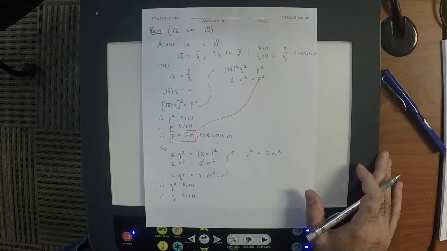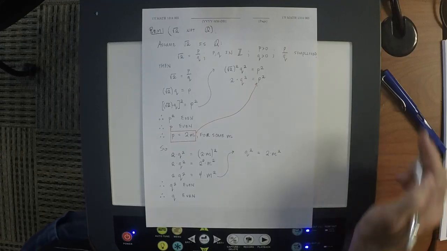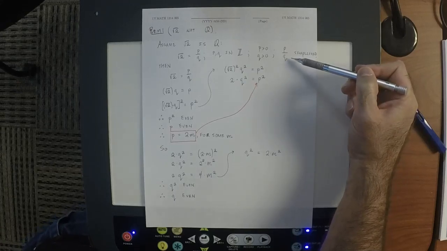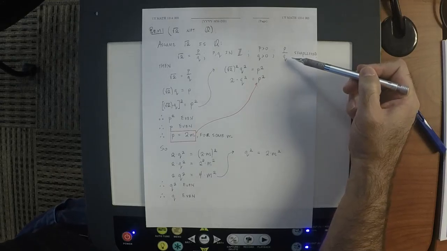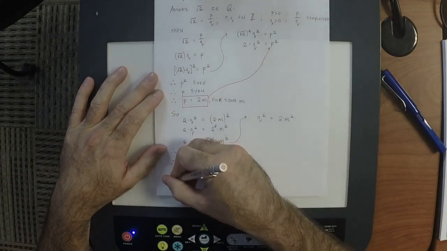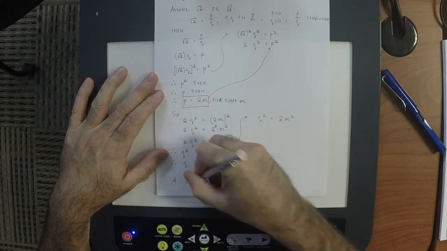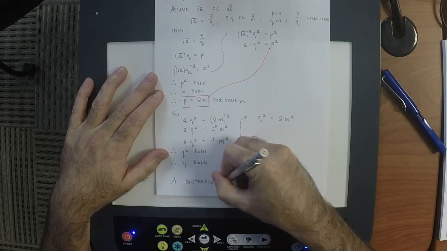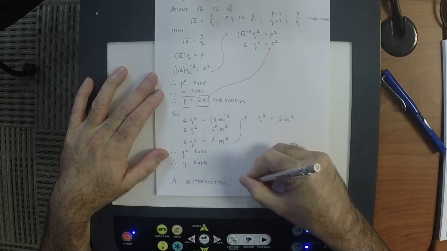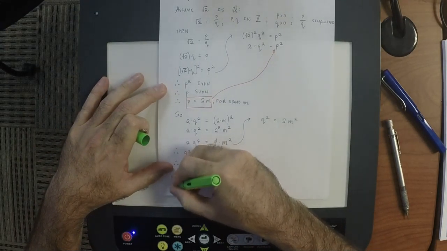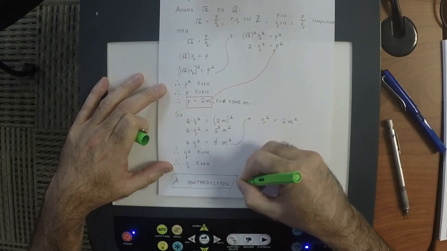Surely you jest. This can't possibly be true. Why can this not possibly be true? Yeah. Notice what we've said. We've said that as a result of P over Q being simplified, it's not simplified. This is not logically possible. So this is a contradiction.